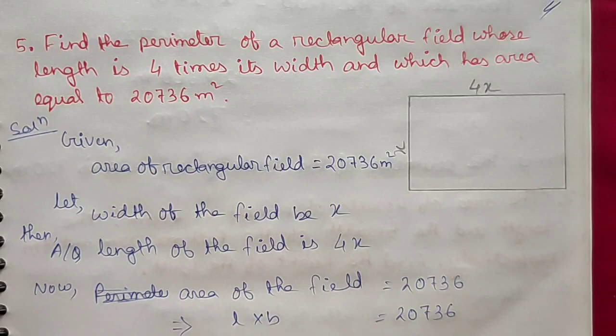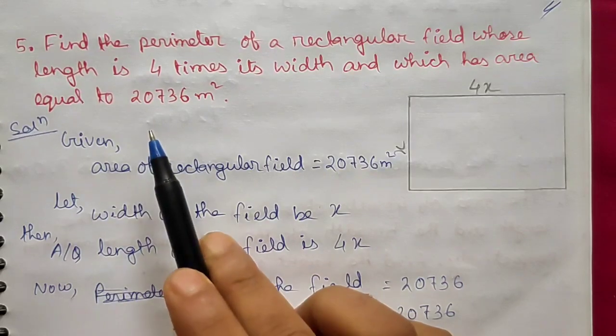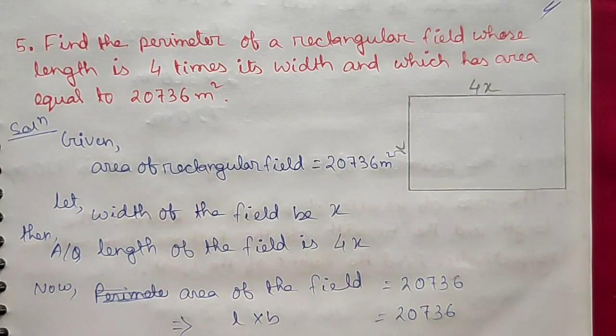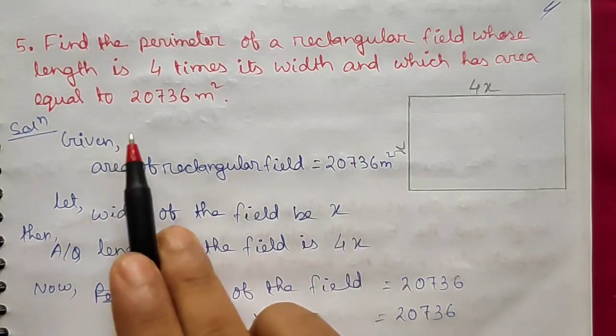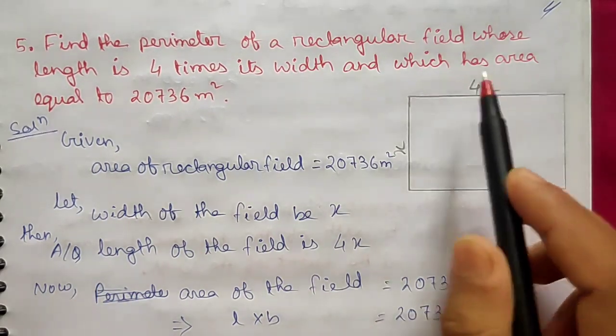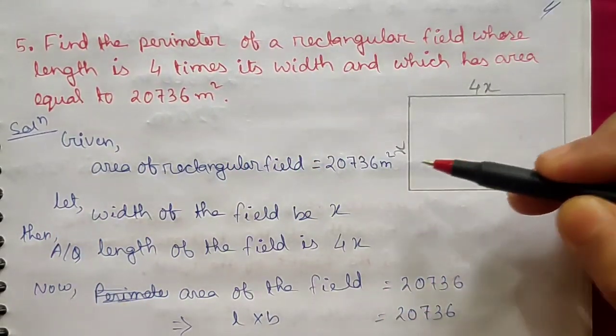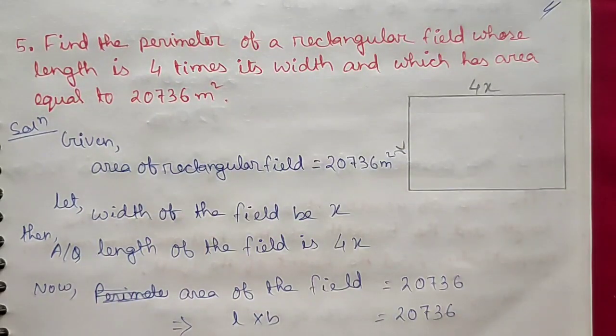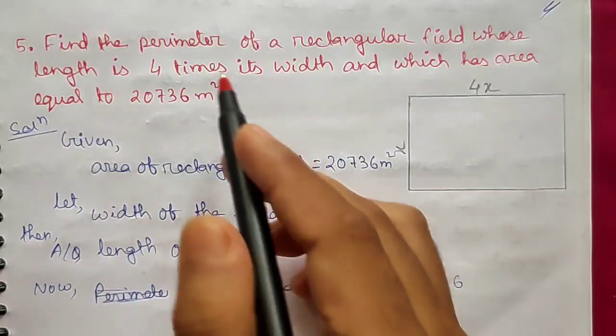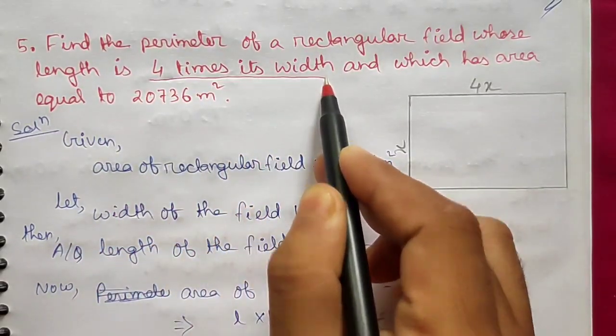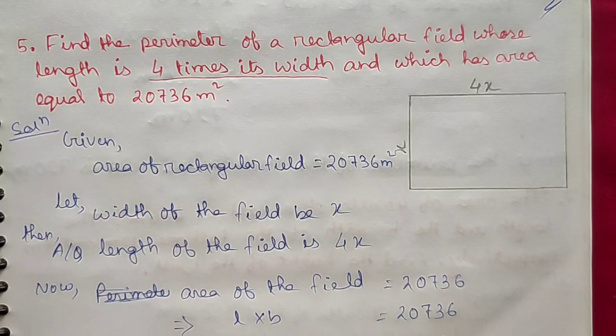Find the perimeter of a rectangular field whose length is 4 times its width and which has area equal to 20736 meter square. In this, what is given? We have to find the perimeter of the rectangular field, whose length is 4 times its width and whose area is 20736. Length is 4 times its width means, if we consider the width, that is the breadth, of the field as x, the length will be 4x. Just remember this one.